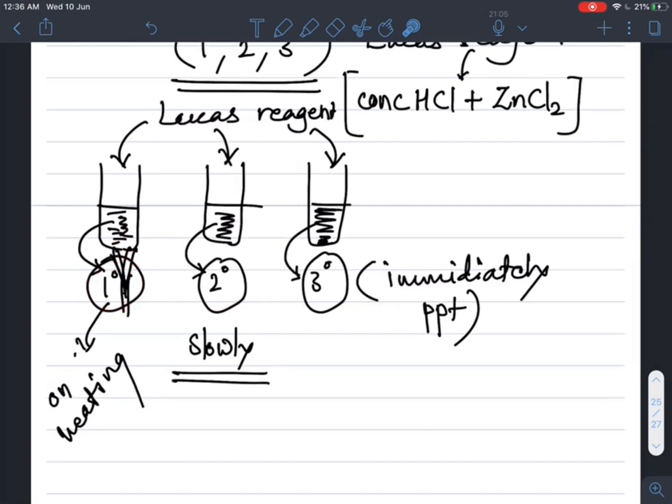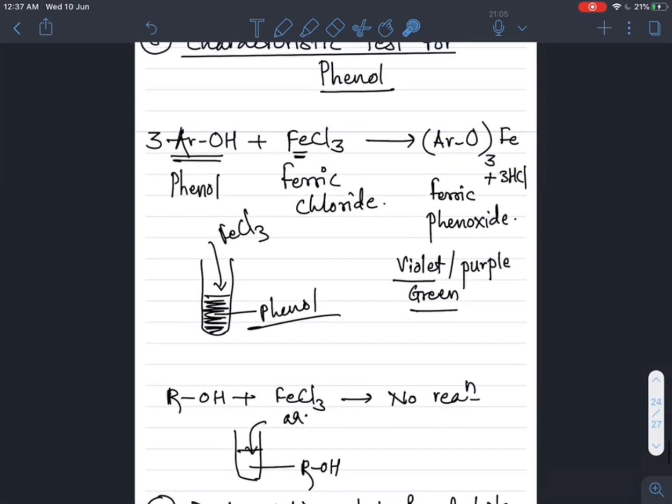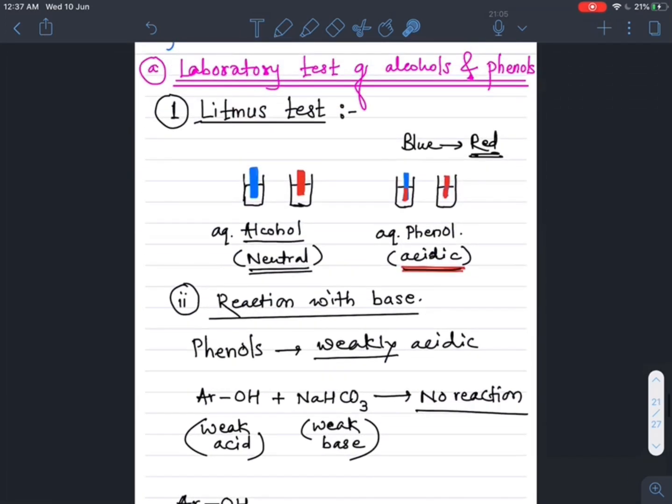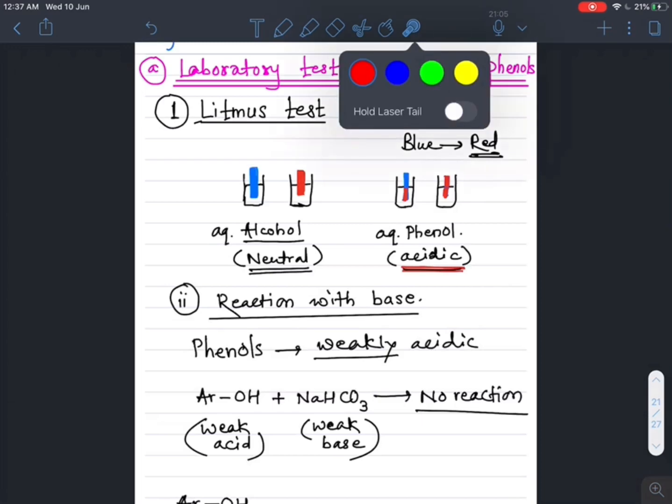So this test is used to distinguish between primary, secondary and tertiary alcohols in the laboratory, and this is the most important test used for that. Okay, so here we complete the first type of test, that is the laboratory test. In that, four types of tests are there. The first test you can revise within a few minutes.